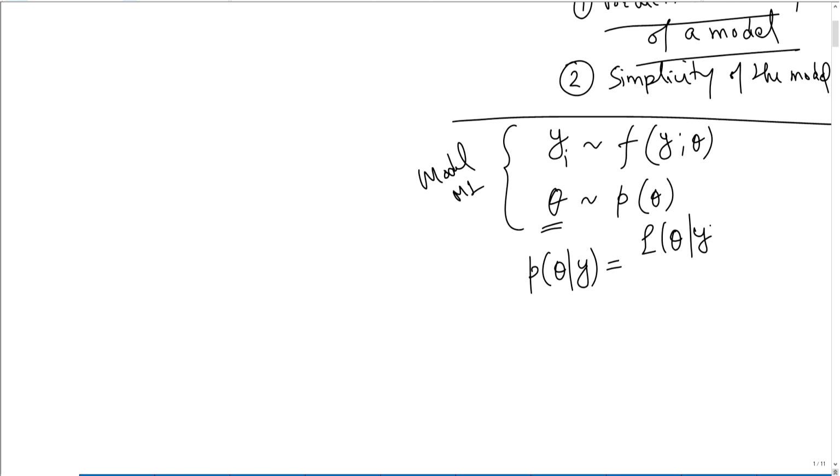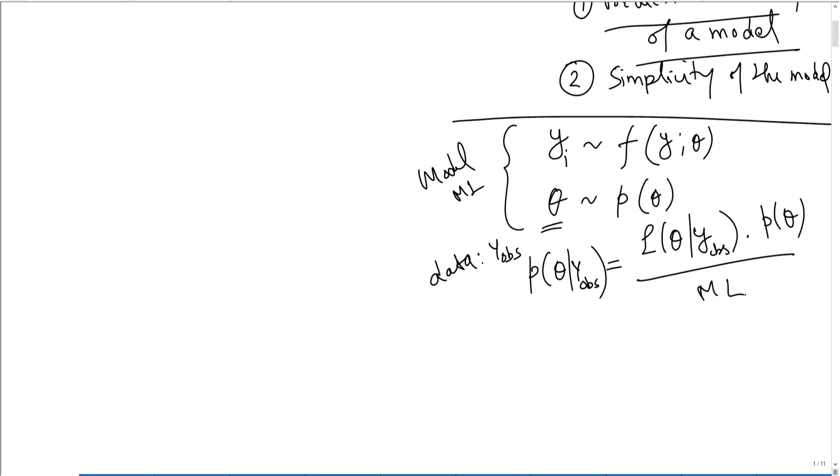Let us say the data that we are using to estimate the posterior is y obs. This is something we observe in a particular experiment. So, let me write it that way. Theta given y obs here as well. Likelihood will also depend on data, times the prior density of theta, divided by the marginal likelihood. This is how we obtain the posterior distribution of theta.